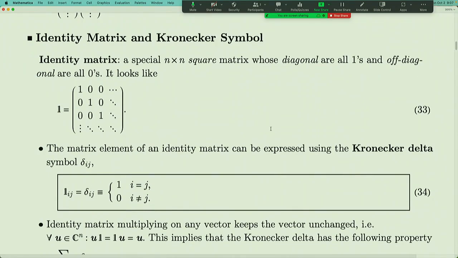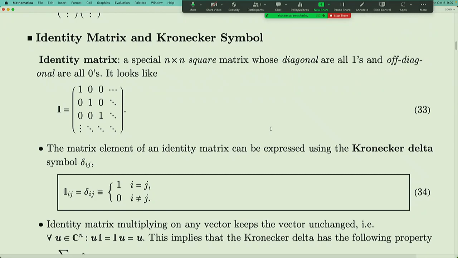Okay, so there's a very special matrix called the identity matrix. It's related to a symbol called the Kronecker symbol. The identity matrix is a special square matrix, an n by n square matrix, whose diagonal is all 1 and off-diagonal is all 0. And we denote it as this 1 with a double line to indicate that it acts as a number like 1, but it's actually a matrix.